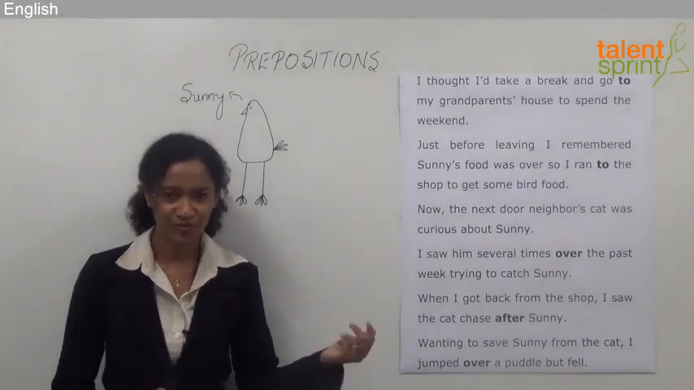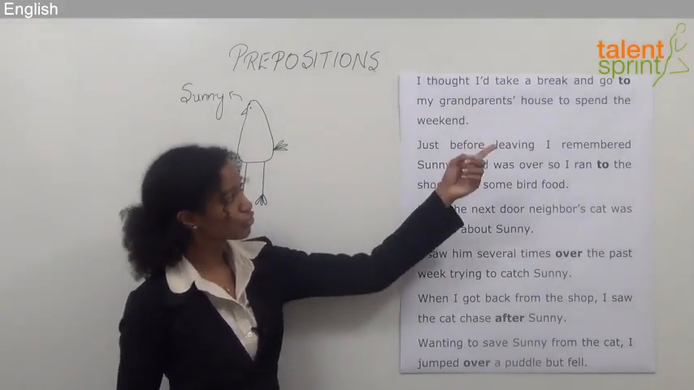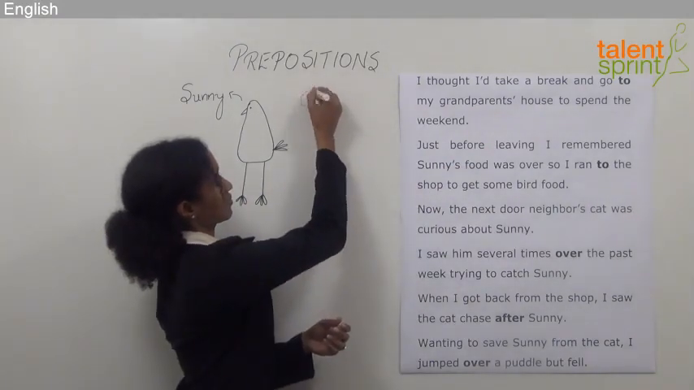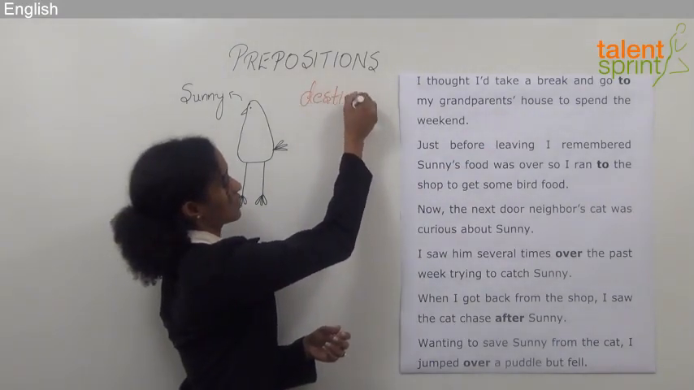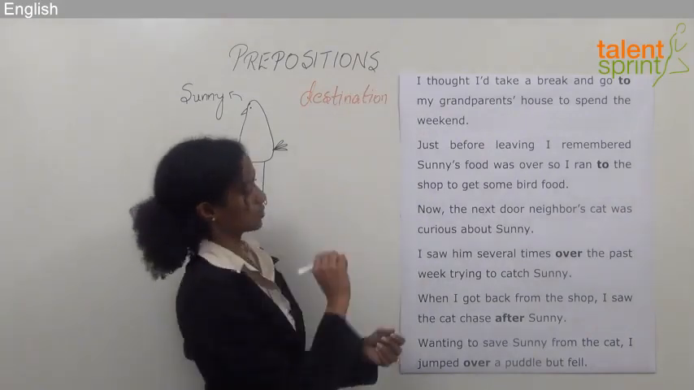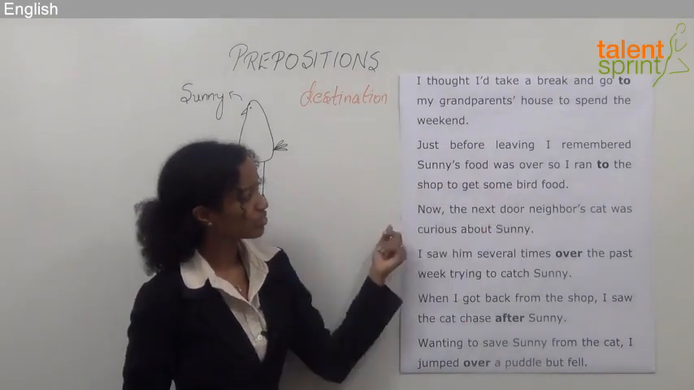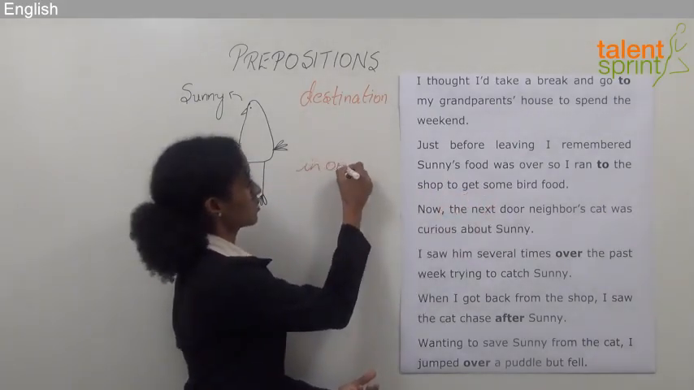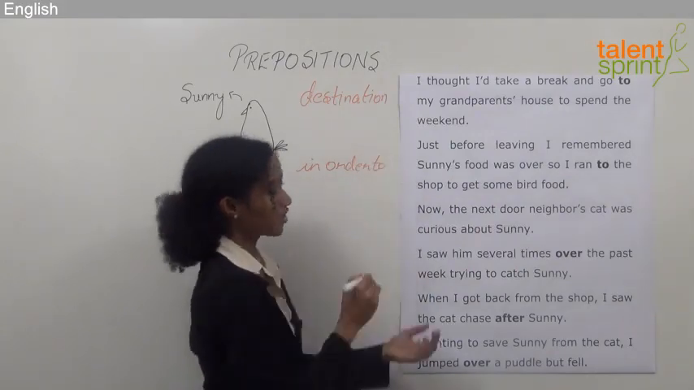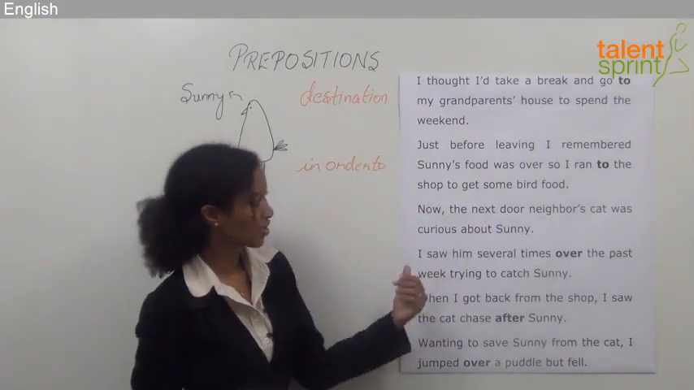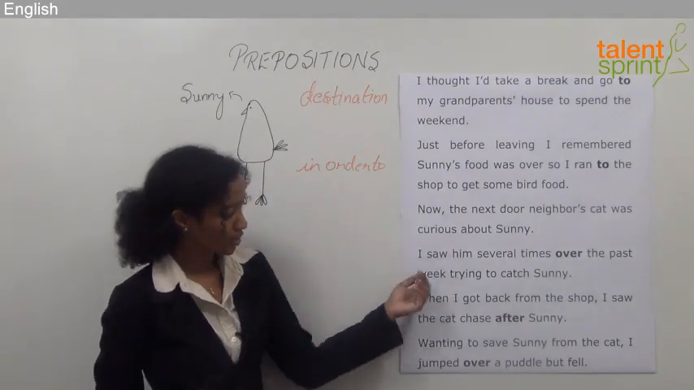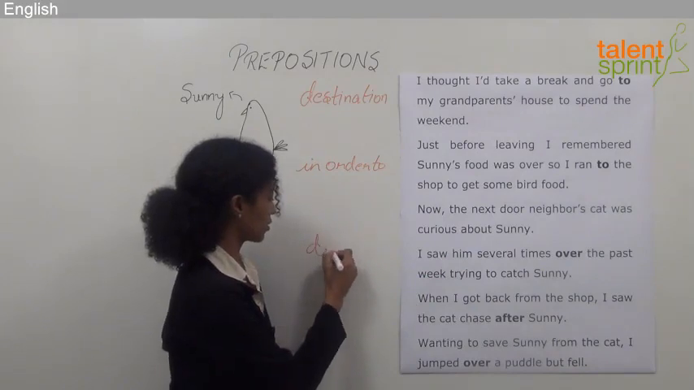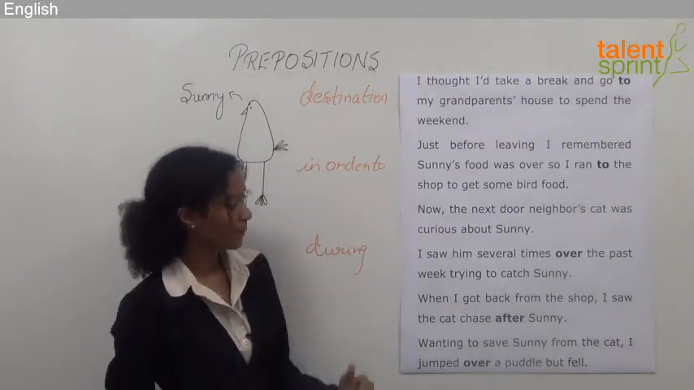Let's understand the application of these prepositions. Here, to in the first line represents destination. But here, to denotes in order to. So, in order to get the bird food, I ran to the shop. Here, over: I saw him several times over the past week. Over represents during. During the past week. Okay?